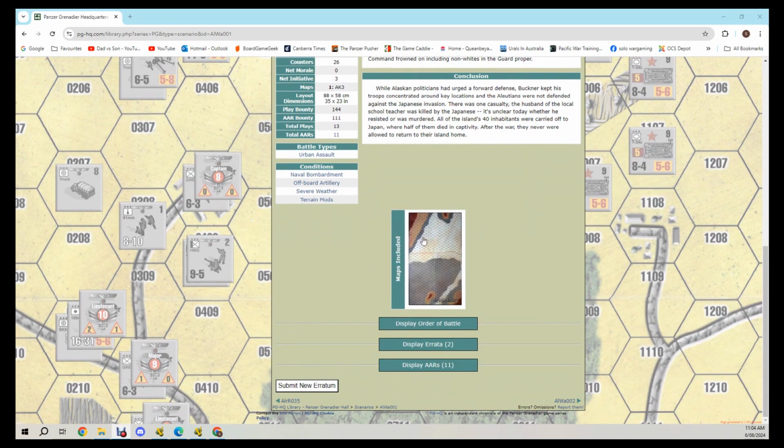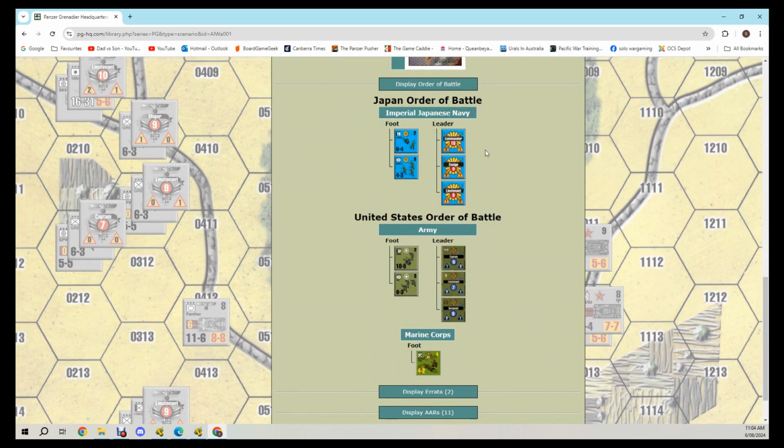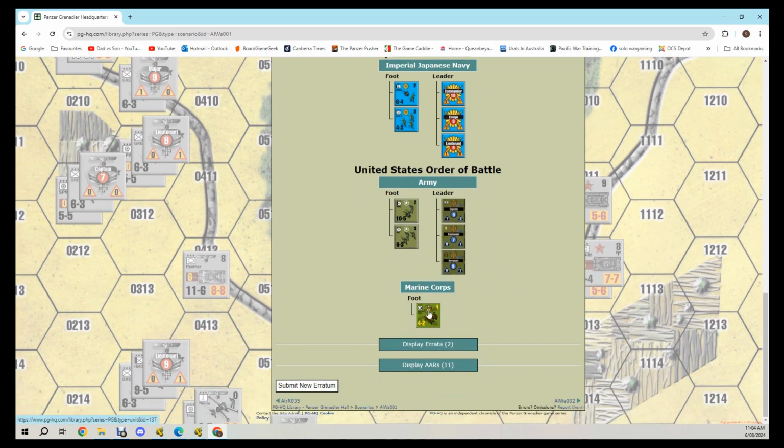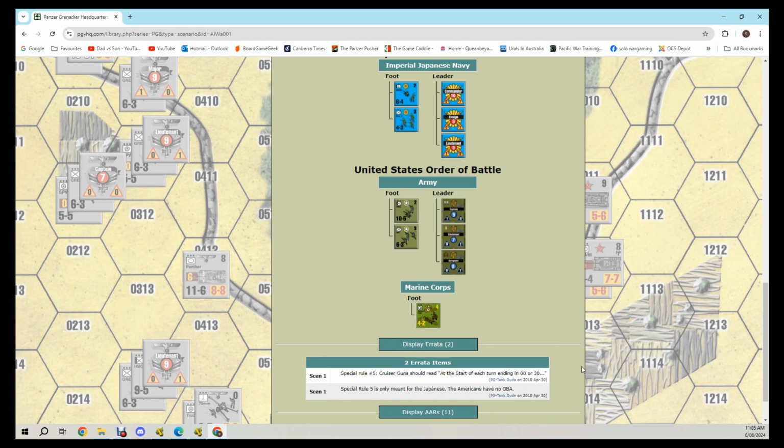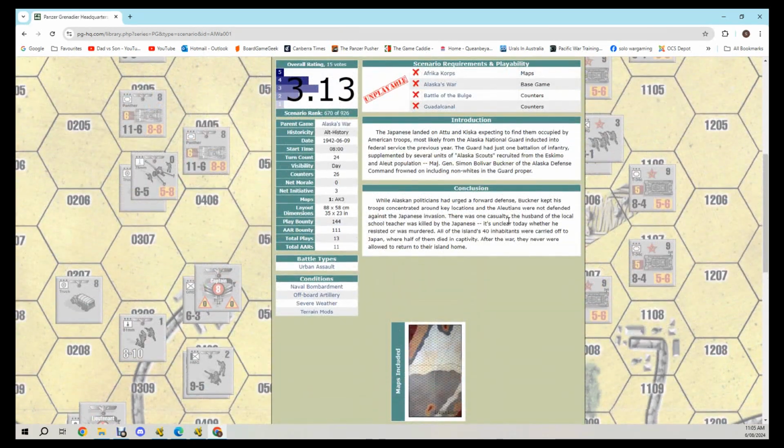So it uses Map 3 from Afrika Korps, well, half of Map 3, and we have the Japanese Special Naval Landing Force and Army, and for the Americans, the Marines here. I think I might have grabbed the wrong one, but anyway, I'll fix that. A Marine Scout is the Alaska Scouts. So that's that. Now, one thing I've got to set up for is Special Rule 5, cruiser guns, because the Japanese get to use some artillery. So that's what we have.